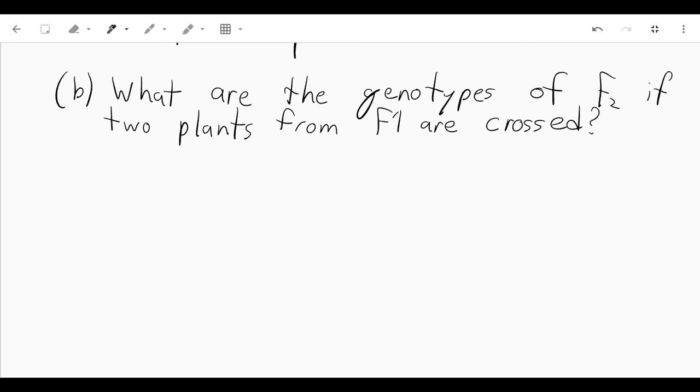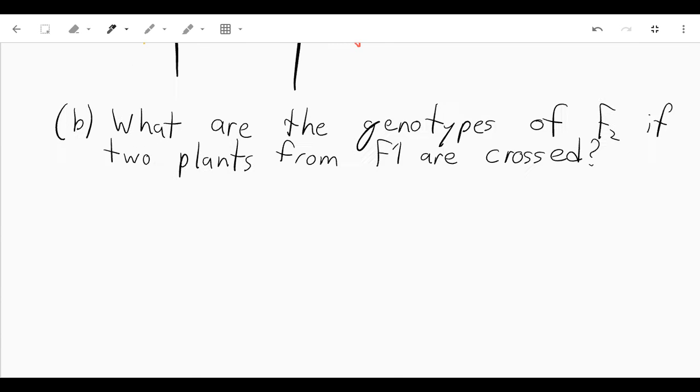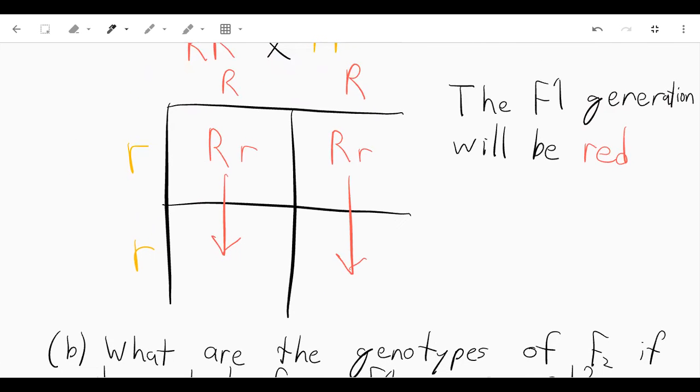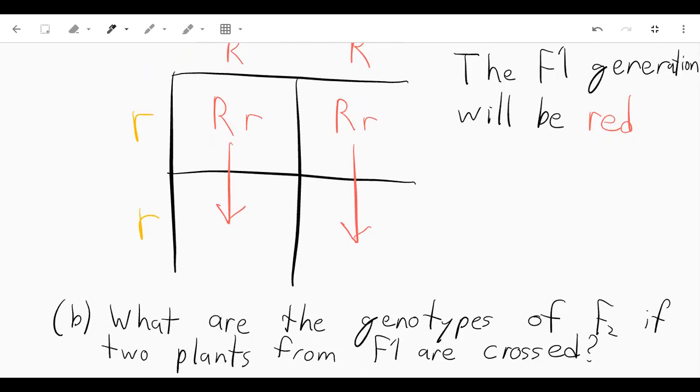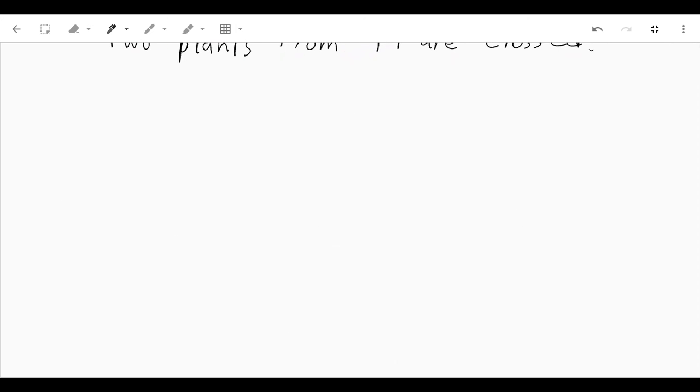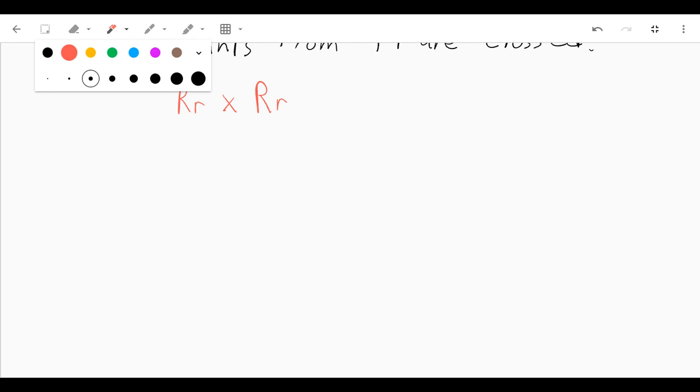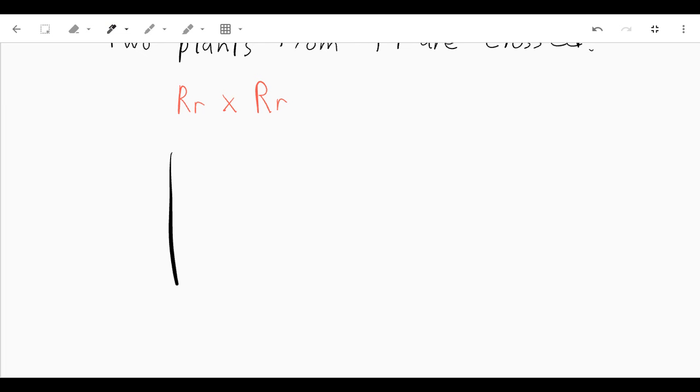Continuing on with this question, we are asked, what are the genotypes of F2 if two plants from F1 are crossed? So all of the individuals in the F1 generation are red. We also know all of the individuals in F1 are heterozygotes. So they all have the genotype of big R, little r. So we are going to be crossing a big R, little r with another big R, little r. Let's build another Punnett square.